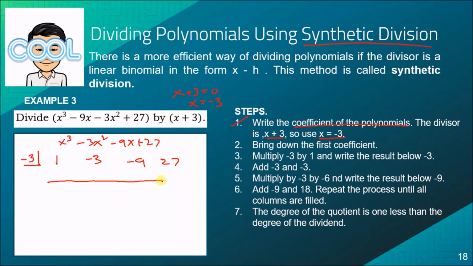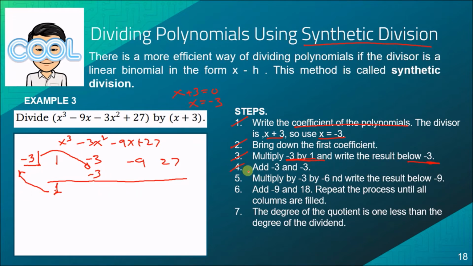Gagawa ka ng line dito para suportahan yung step number 2 natin. Bring down the first coefficient. Ito yon. Yung first coefficient na yon, multiply natin sa negative 3. Okay? So, negative 3 times 1, ito yon. Okay? 1 times negative 3. Ang product daw nun ay isusulat below the negative 3, which is this, below of this. Or in short, 1 times negative 3, lalagyan ko ng arrow para makita mo hanggang sa yung product nila, ilalagay mo daw dito. So, 1 times negative 3, ito.